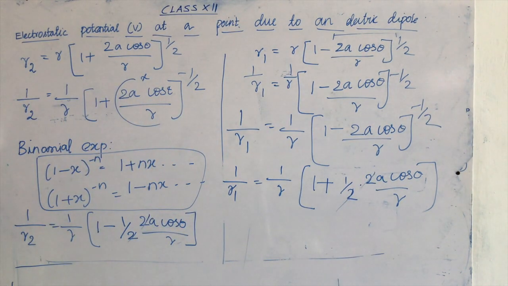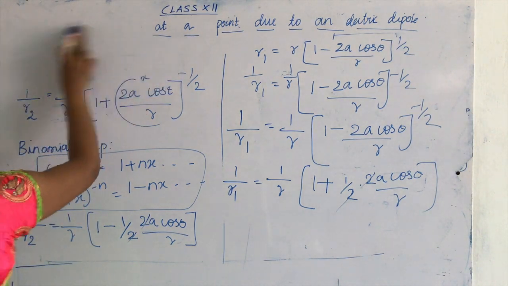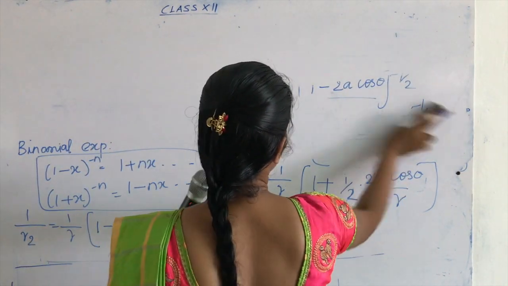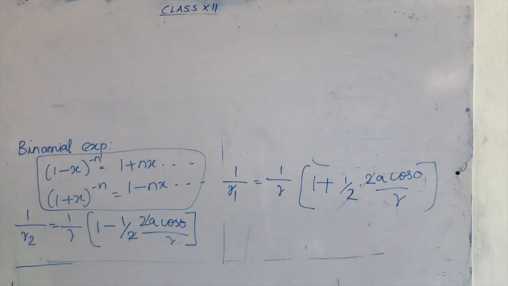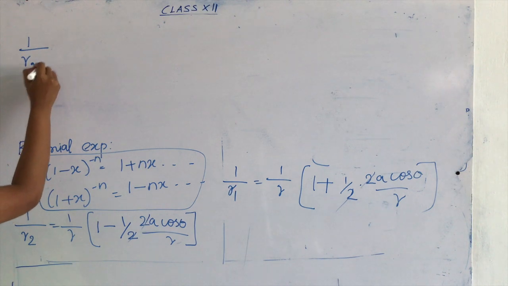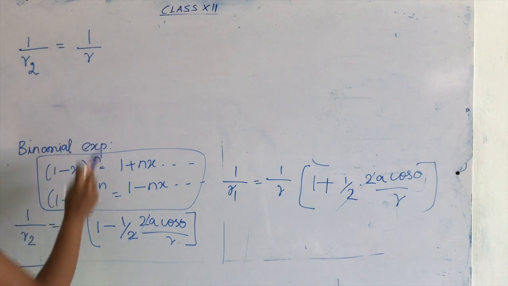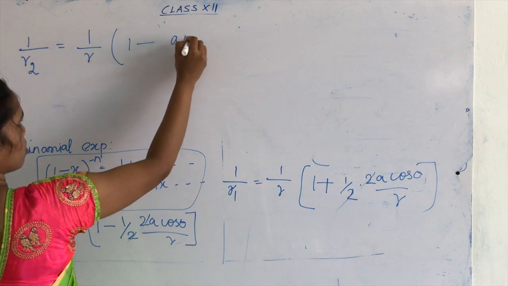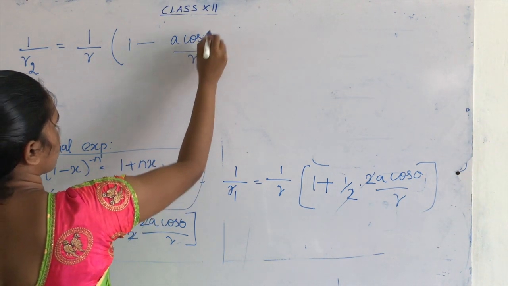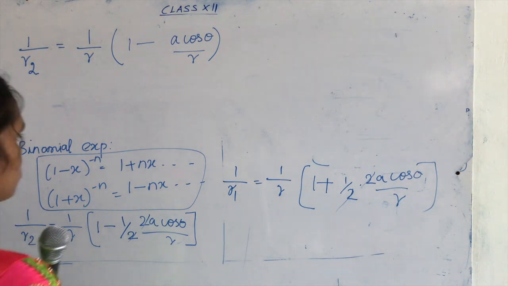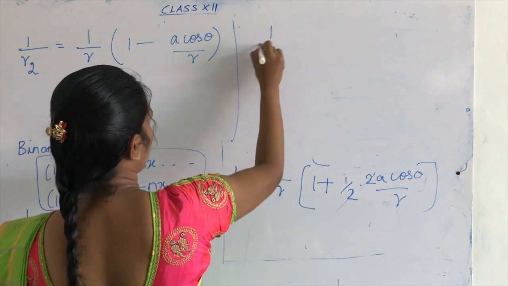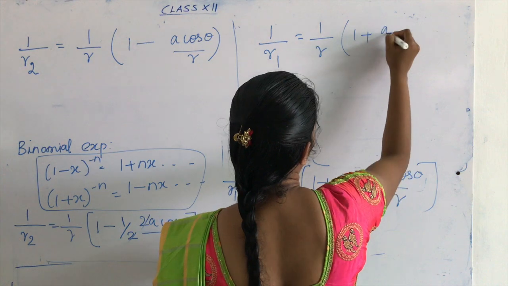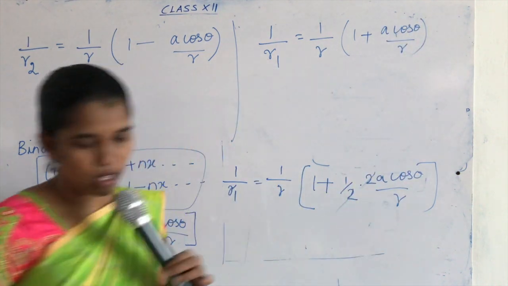Now what we will write: 1 by R2 equal to 1 by R times 1 minus A cos theta by R. And 1 by R1 equal to 1 by R times 1 plus A cos theta by R. Do we understand?